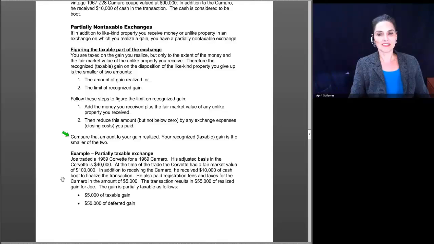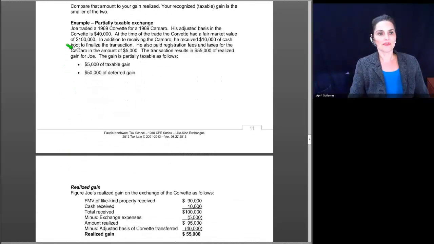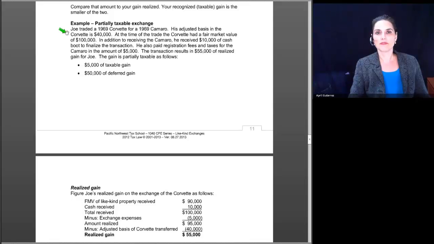So what does that mean? Let's look at an example where it all comes together. This is a partially taxable exchange, and we have our character named Joe again. He trades his 1969 Corvette for a 1969 Camaro. His adjusted basis in the Corvette is $40,000, and at the time of the trade, the Corvette had a fair market value of $100,000. In addition to receiving the Camaro, he received $10,000 of cash boot to finalize the transaction. He also paid registration fees and taxes for the Camaro in the amount of $5,000.